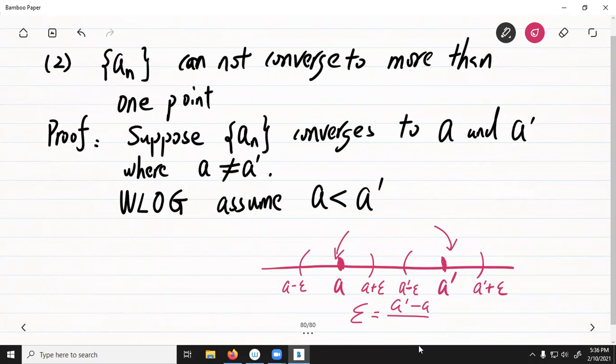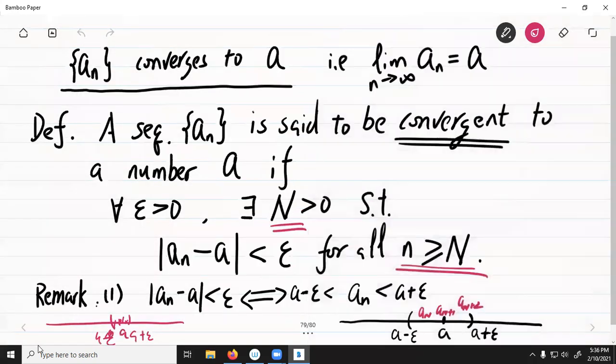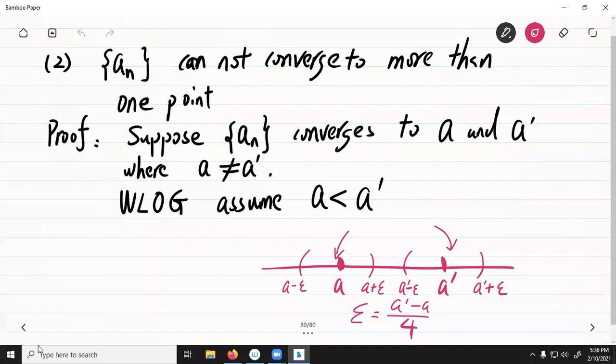Okay, we can make it even smaller. Let's say, okay, it's 4. Make it even smaller. Doesn't matter, right? Epsilon could be any number. In the definition, we say this epsilon is an arbitrary epsilon, right? So we can take this epsilon to be this number. Then we can separate these two intervals.